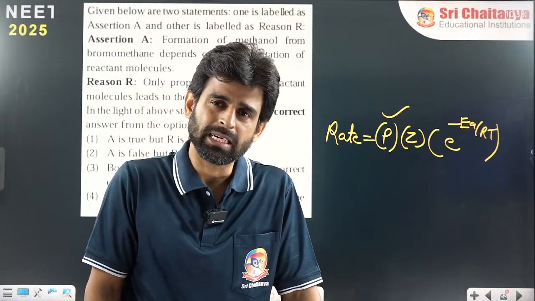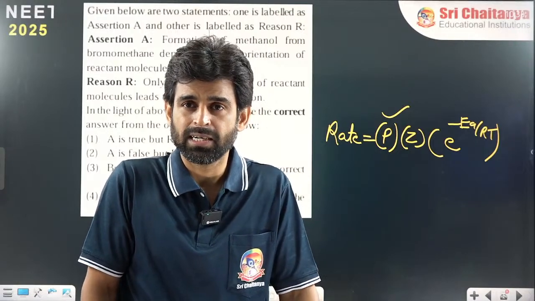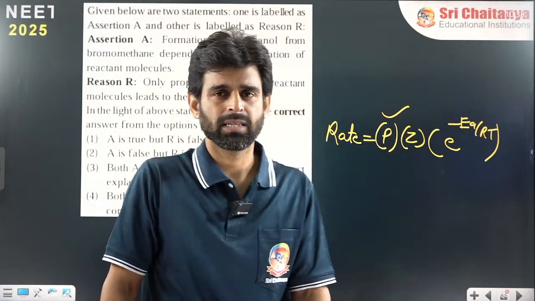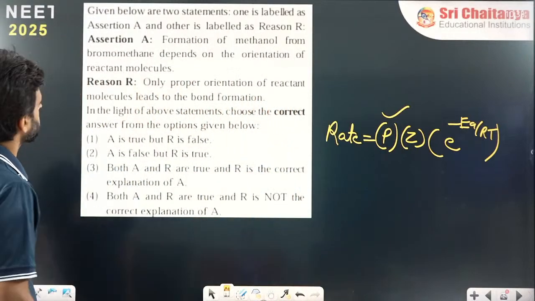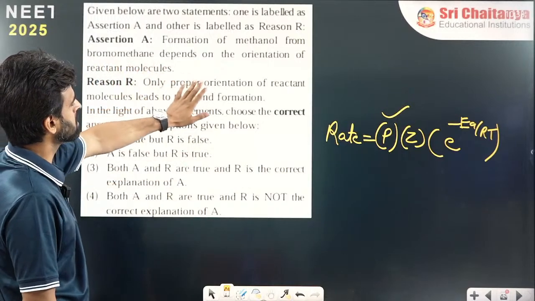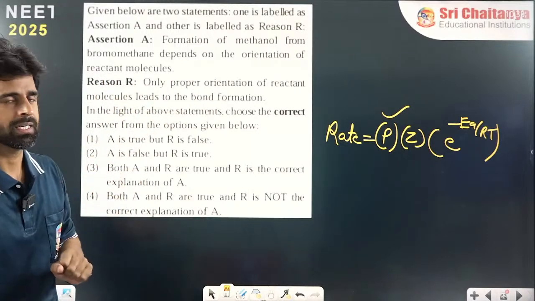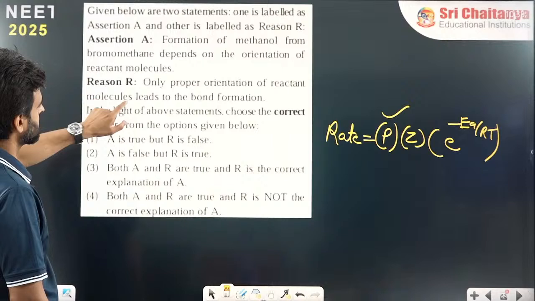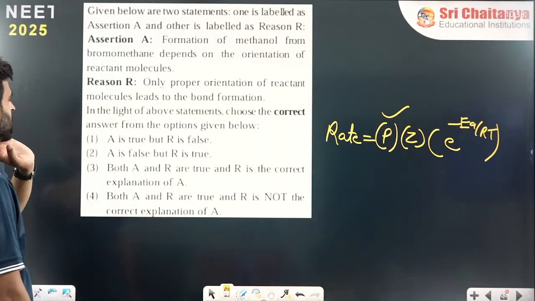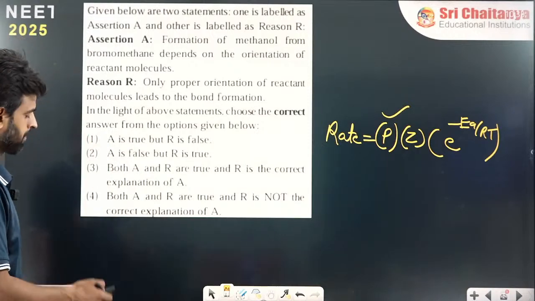If molecules attack each other with proper orientation, then only the reaction will take place. If you remember SN2, in SN2 the attack always takes place from the back side. If the nucleophile attacks from the front side, then the reaction will not make product. That's what they are discussing here. Formation of methanol from bromomethane depends on the orientation of reactant molecules. Yes, they are talking about SN2 here. Only proper orientation of reactant molecules leads to bond formation. Definitely both are right. Okay, good.